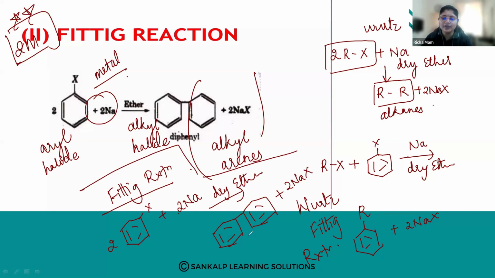What we are going to get is two aryl groups joined. So this is a Fittig reaction. This is a Woods reaction, and this is a Woods-Fittig reaction. In Woods reaction, we take two alkyl halides, in Fittig reaction, we take two aryl halides, and in Woods-Fittig reaction, we take one aryl and one alkyl halide. Is it clear? So examples, I'll write the examples also.